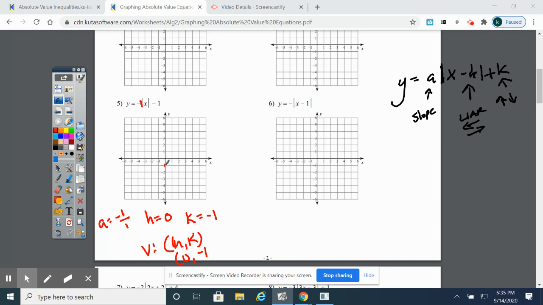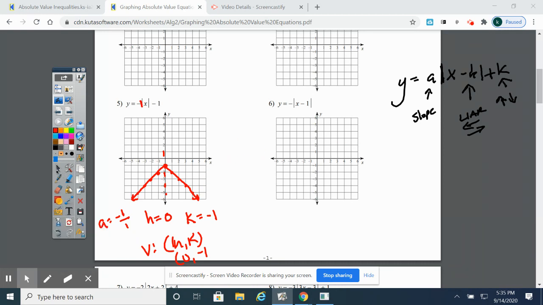0, negative 1 is right about there. And then from there, we want to go down 1, right 1. So down 1, right 1, down 1, right 1, down 1, right 1. And then remember, this is the axis of symmetry. That's where we'd fold it. So all these dots should be reflected on the other side and in the same place until we see the V take shape. Remember, it's going to go off the screen. It's going to have arrows. It'll continue forever.